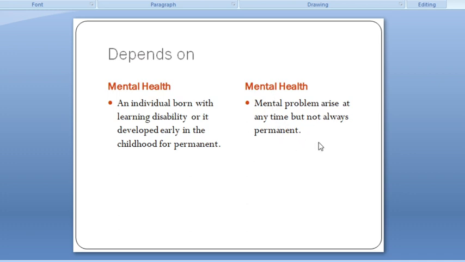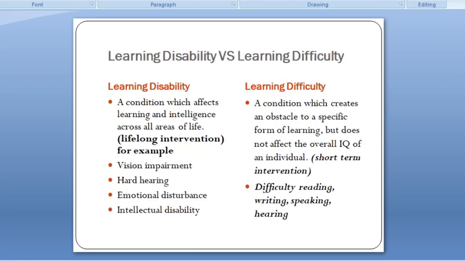He needs monitoring, or he needs guidance on how he or she has to tackle or cater to students. So guys, this is the difference between learning disability and learning difficulty.